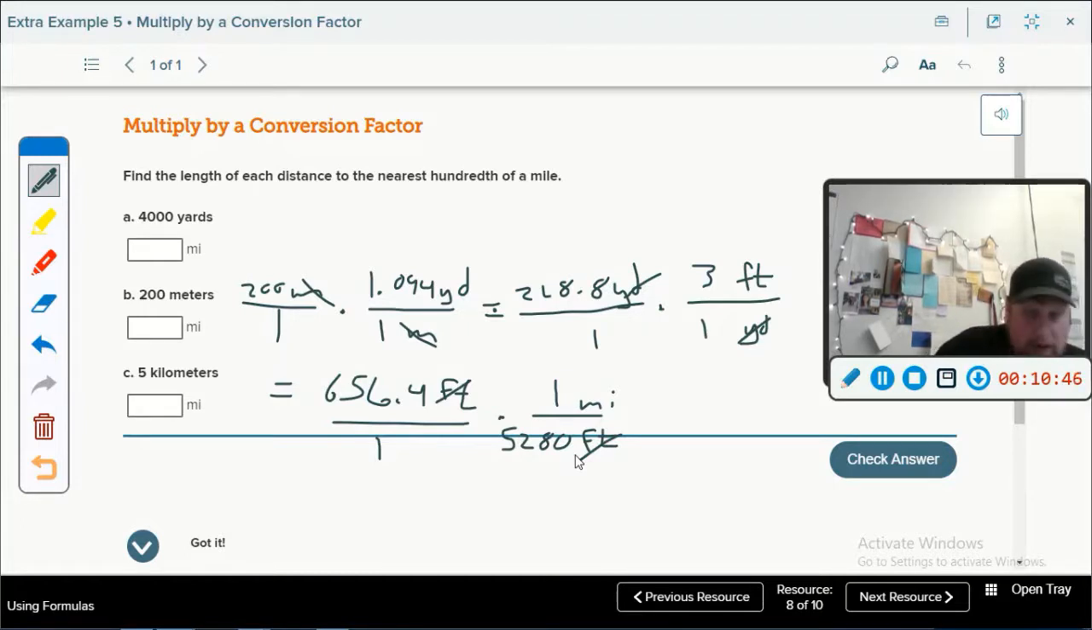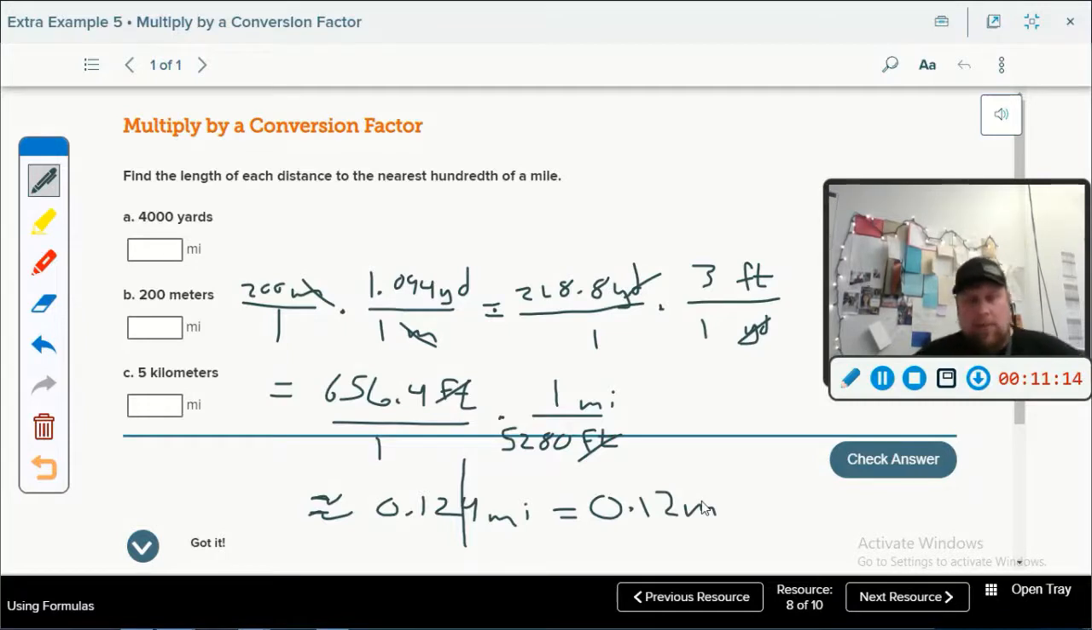And that equals approximately, I should do 0.124 miles, which I'm going to cut off the hundredths. That 4 tells the 2 to stay the same, so it is 0.12 miles. So 200 meters is just a little over a tenth of a mile.